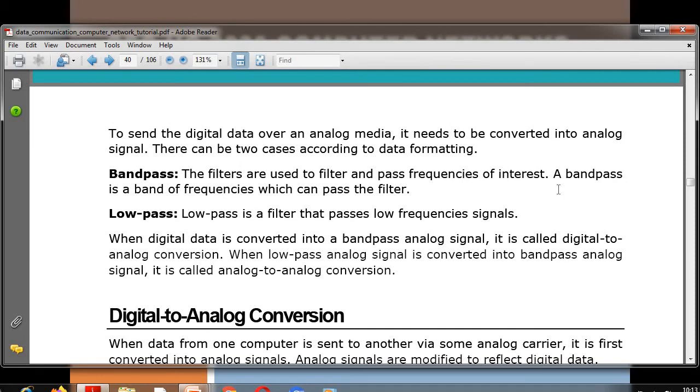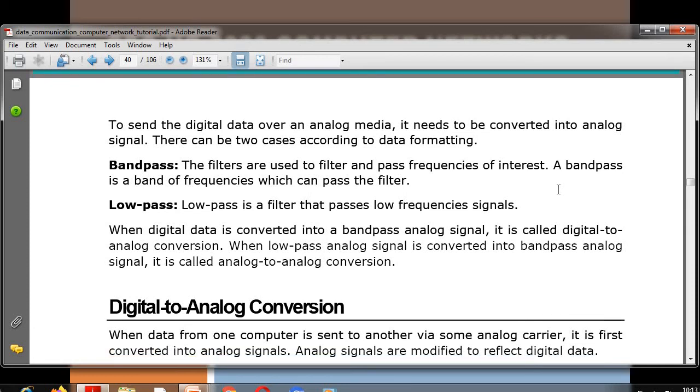In band pass, filters are used to pass the frequencies of your interest. A band pass filter passes a band of frequencies. A low pass filter passes low frequency signals. When digital data is converted into a band pass analog signal, it is called digital to analog conversion. When a low pass analog signal is converted to a band pass analog signal, it is called analog to analog conversion.